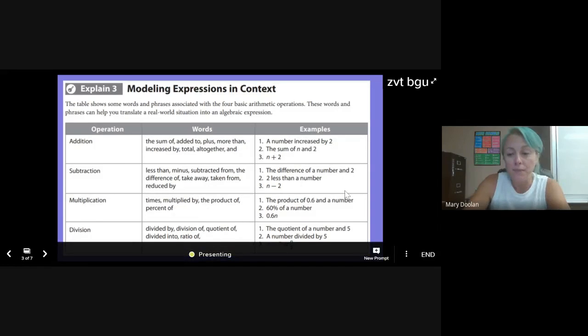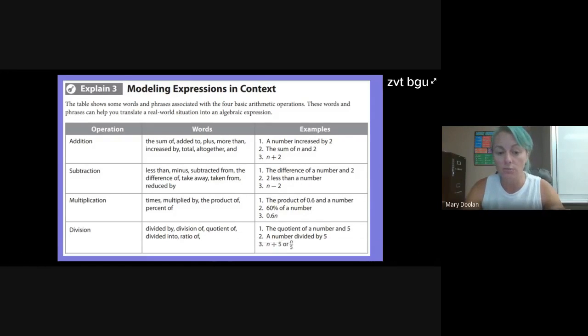So the difference of a number and two, make sure you pay attention to the order. When you see less than, that means that we're actually taking the two things that we're comparing and putting them in the opposite order. So 2 less than a number means n minus 2. For multiplication, you have keywords like times, multiplied by, the product of, percent of, and examples of that.